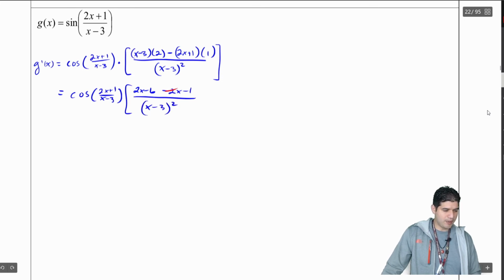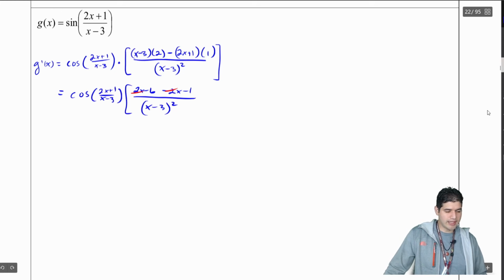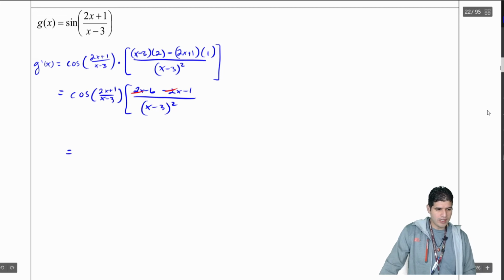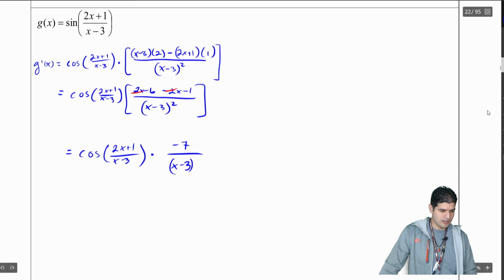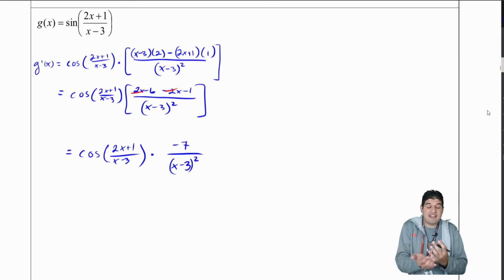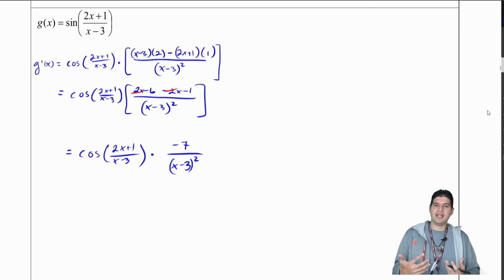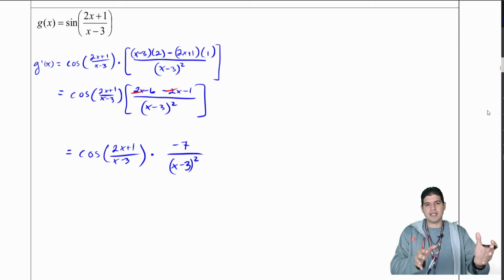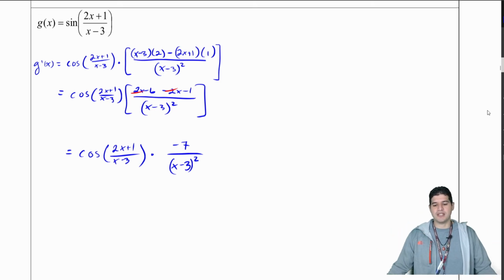What I notice here is that I have positive 2x and negative 2x, and those are going to cancel out. And so I get negative 6 minus 1, which gets me negative 7. So over here I'm going to get cosine of 2x plus 1 over x minus 3, and I'm going to multiply that by negative 7 over x minus 3 squared. And that's going to be my final answer. Again, it doesn't need to look pretty, and in fact it may not, but you need to be able to apply these different rules very quickly back to back and be very comfortable with it.